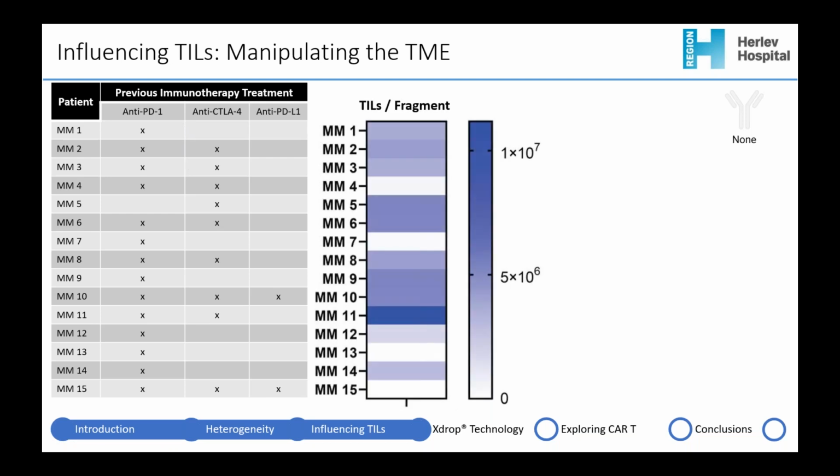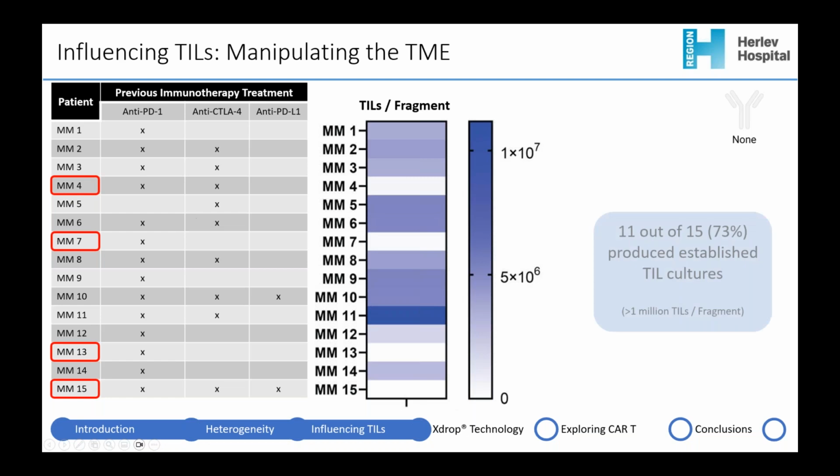And then this heat map just shows the unmodified TILs with nothing added to them, the TILs per fragment that we got out. With the white lines here, you'll notice these are patients that we are unable to, at least in the lab, produce TILs from. So 73% of the fragments did produce established cultures, while these 4 did not fit the criteria for forming established cultures.